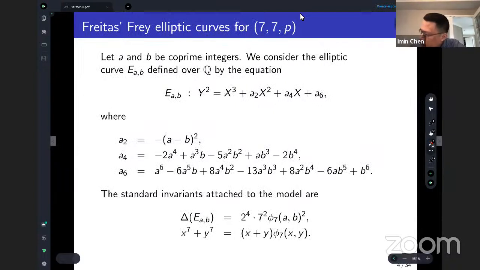However, this discriminant doesn't involve the factor x plus y, and that has a bit of a disadvantage because it won't be able to detect the trivial solution 1, minus 1, 0.